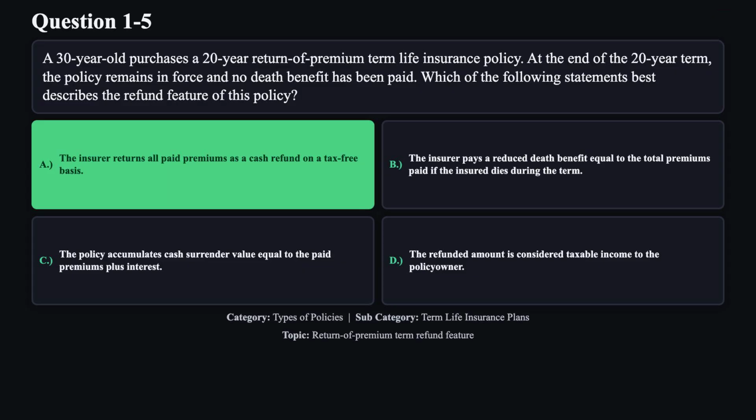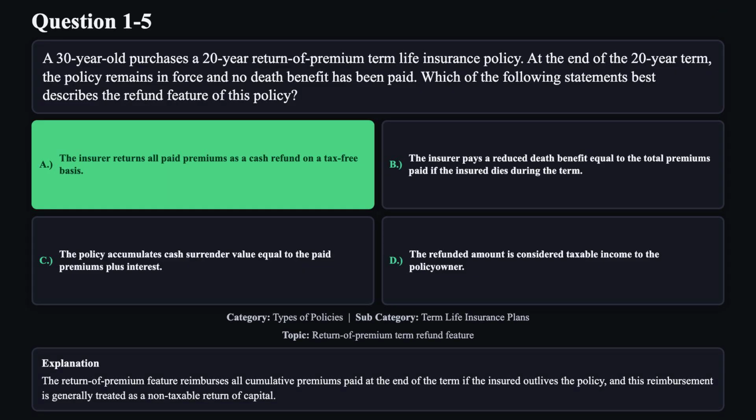The correct answer is A. The return of premium feature reimburses all cumulative premiums paid at the end of the term if the insured outlives the policy, and this reimbursement is generally treated as a non-taxable return of capital.